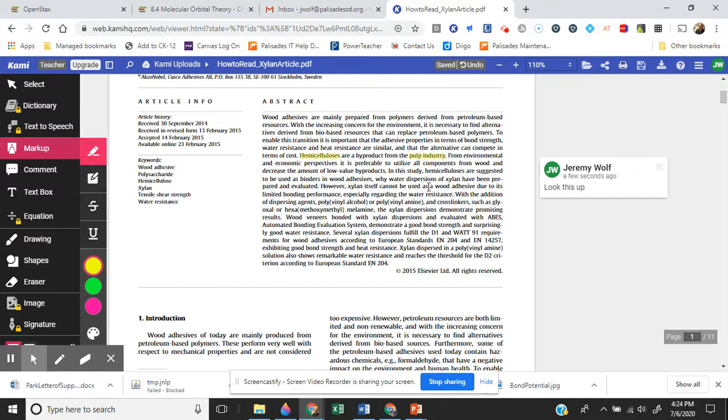So from an environmental and economic perspective, it is preferable to utilize all components from wood and decrease the amount of low value byproducts. In this study, hemicelluloses, there's that word again, are suggested to be used as binders in wood adhesives, and water dispersions of Xylan have been prepared and evaluated. So I think this Xylan has to have something to do with the hemicelluloses, right? This is a key word. It's really important.